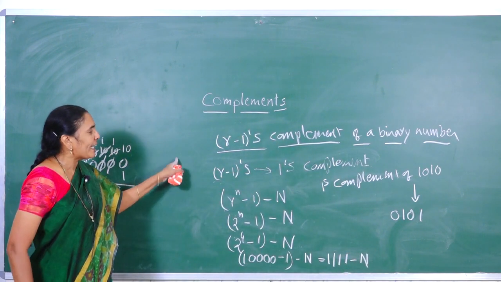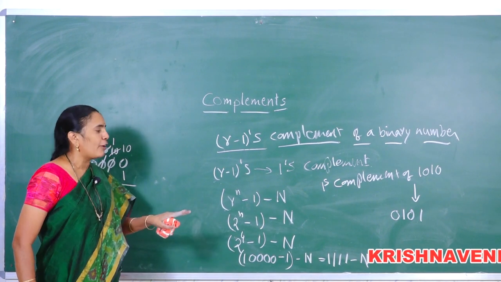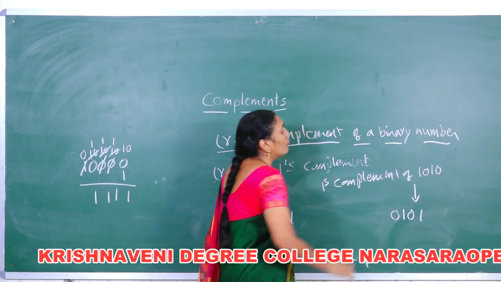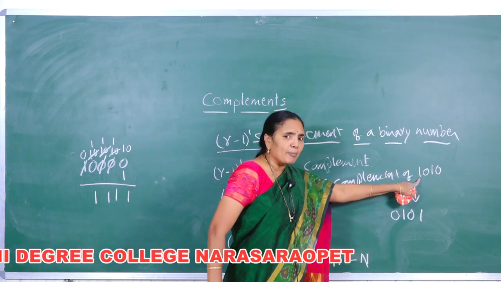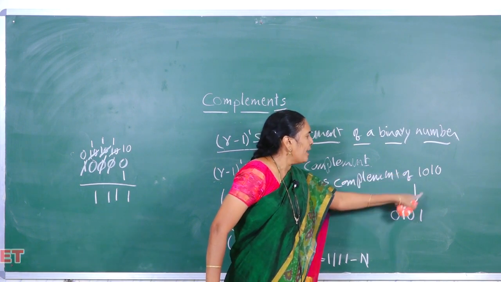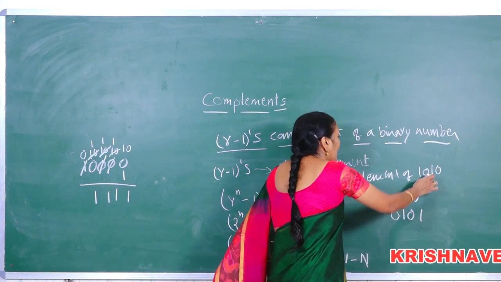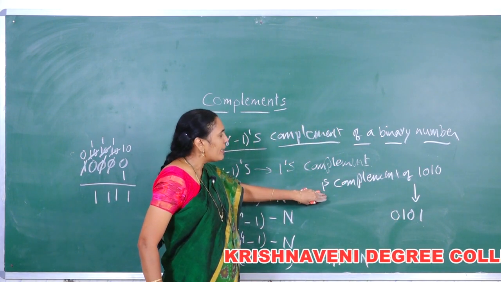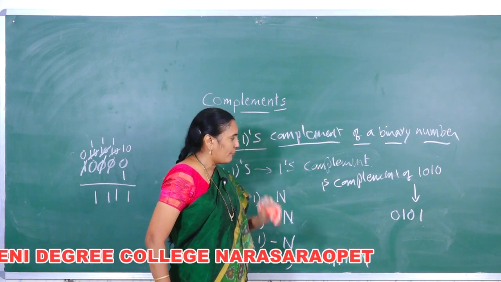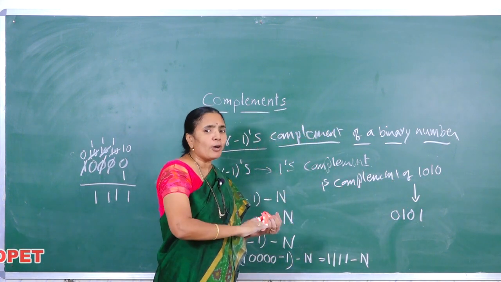So when I want to get the 1's complement of a given number, I have to subtract each individual digit of that binary number from 1. So let us see how to find the 1's complement of 1010. Each digit of this number is to be subtracted from 1. 1 minus 1 is 0, 1 minus 0 is 1, 1 minus 1 is 0, 1 minus 0 is 1. So the 1's complement of the given number is obtained by subtracting each individual digit from 1. The simplest formula that you can remember is simply to interchange 1 to 0 and 0 to 1.